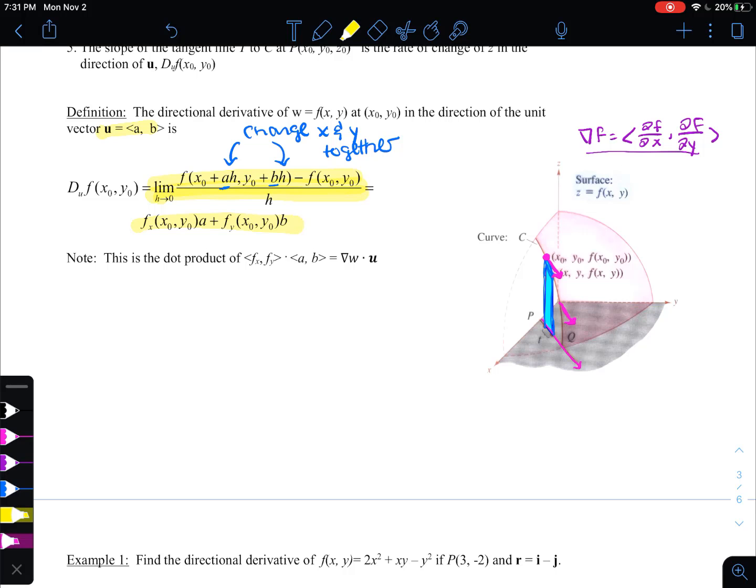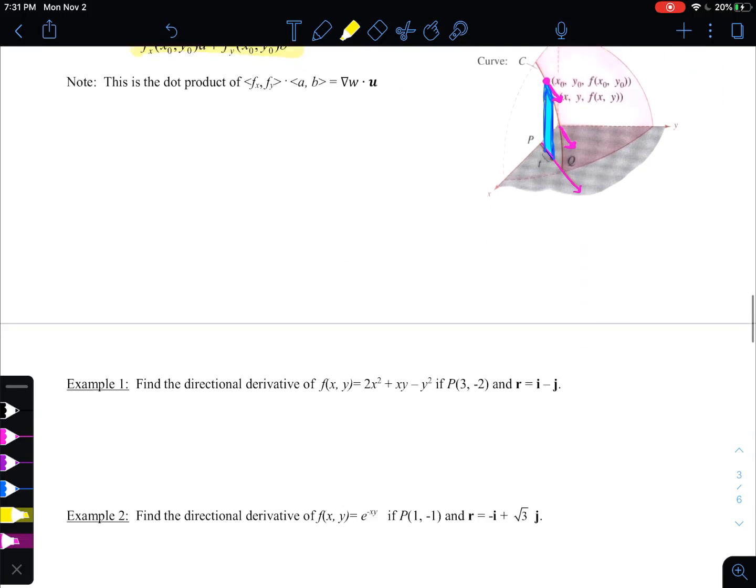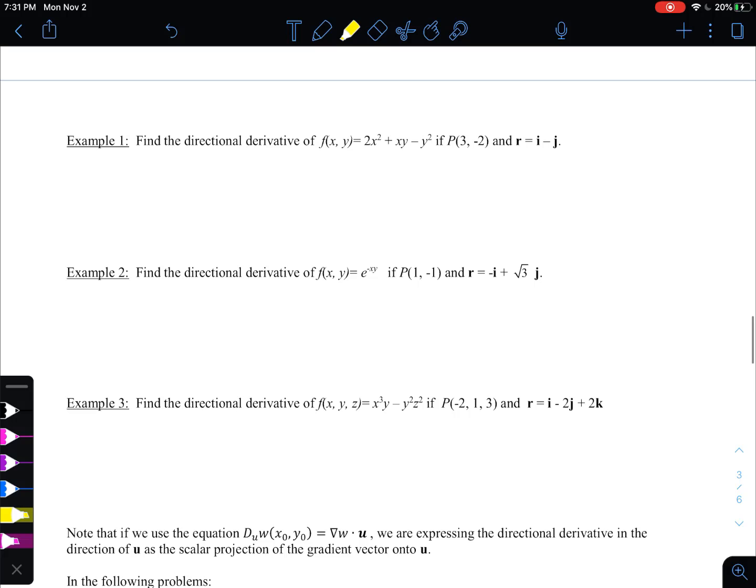And then I'll move on to how we prove that the gradient vector actually points in the direction of steepest ascent. How do we know that it points towards how to get to the top of the mountain fastest? Okay, so if we wanted to find the directional derivative of this function at this point in this direction, notice that I had to be given a point and a direction, not just one or the other.